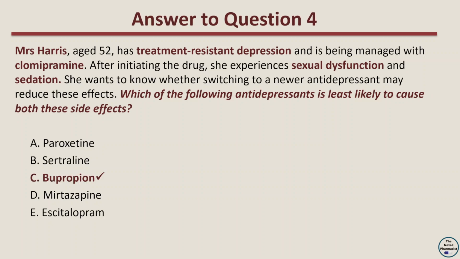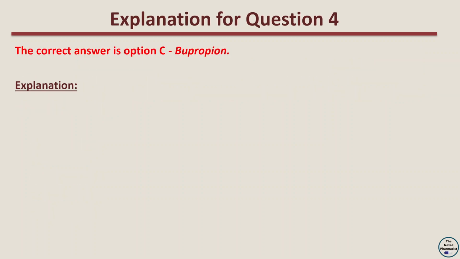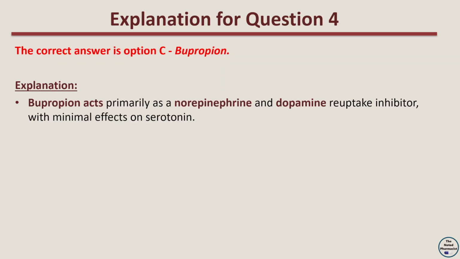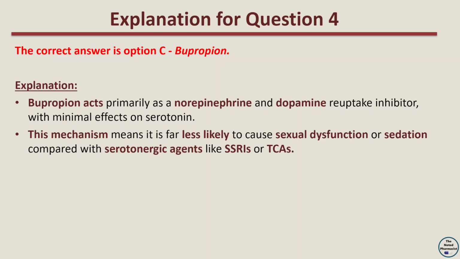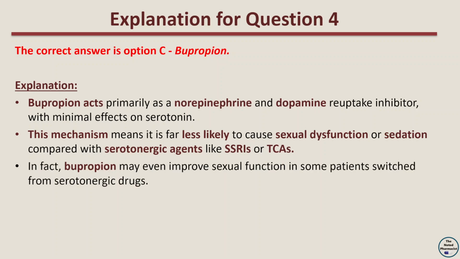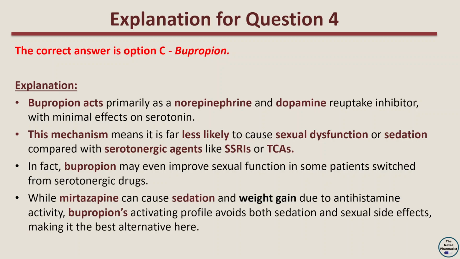The correct answer is option C, bupropion. The explanation is that bupropion acts primarily as a norepinephrine and dopamine reuptake inhibitor, with minimal effects on serotonin. This mechanism means it is far less likely to cause sexual dysfunction or sedation compared with serotonergic agents like SSRIs or TCAs. In fact, bupropion may even improve sexual function in some patients switched from serotonergic drugs. While mirtazapine can cause sedation and weight gain due to antihistamine activity, bupropion's activating profile avoids both sedation and sexual side effects, making it the best alternative here.